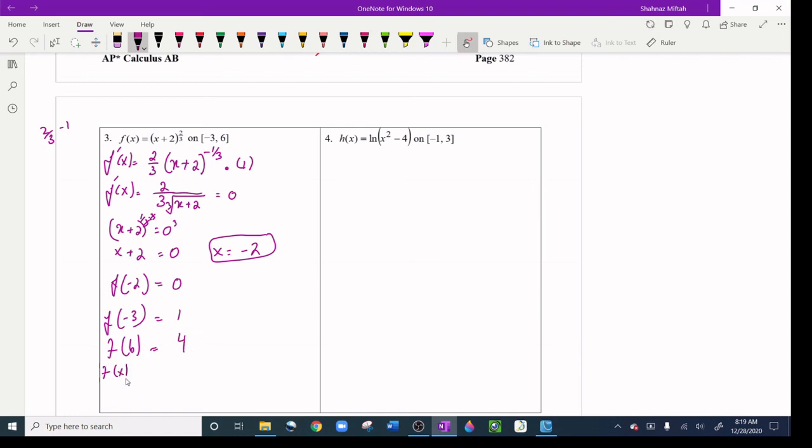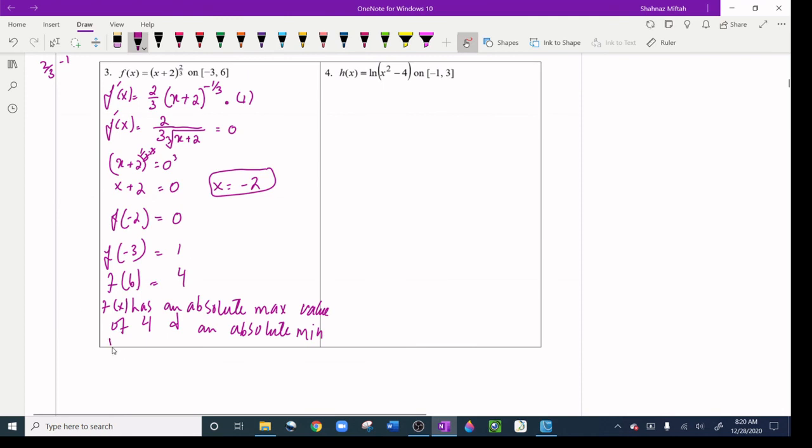So I can say f of x has an absolute maximum value of 4 and an absolute minimum value of 0. Yes. Okay, so this is what it is.